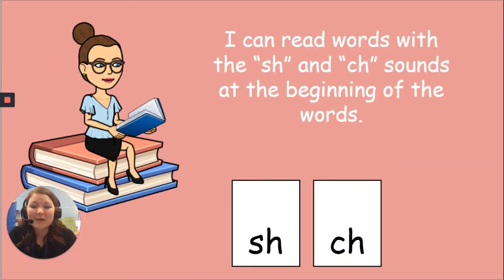Okay, so today we practiced reading words with the SH and the CH sounds at the beginning of the words. So we practiced reading sh words, and we practiced reading ch ch ch words.